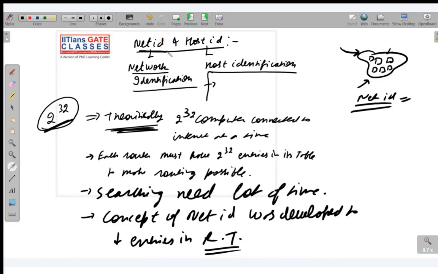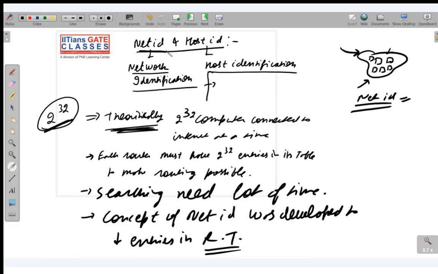What is net ID? Like each computer connected to the internet has an IP address, each network or LAN which is connected to the internet also has an IP address. Okay, and what is this IP address?